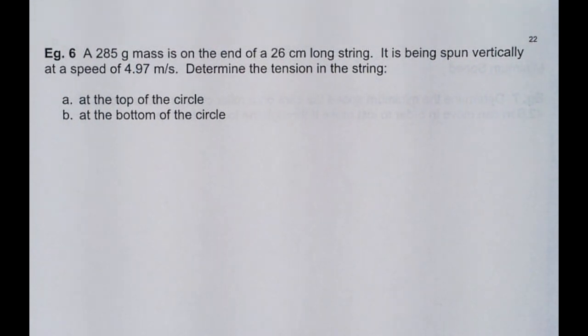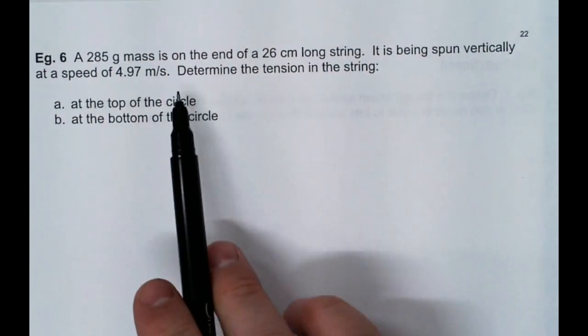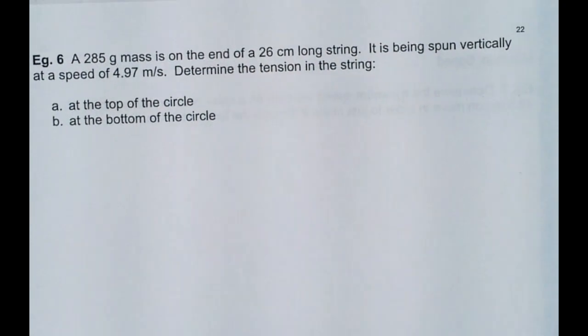Let's use this next example to discuss the differences when we're at the top of a circle as opposed to the bottom of the circle. In this question, we have a 285 gram mass on the end of a 26 centimeter long string. It is spun vertically at a speed of 4.97 meters per second. We want to determine what is the tension on the string. We're going to compare how that tension is at the top of the circle as opposed to the bottom of the circle.